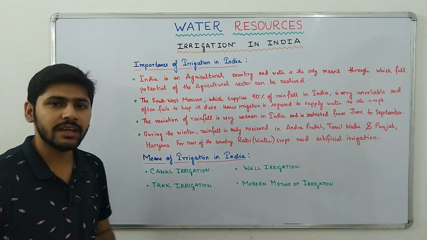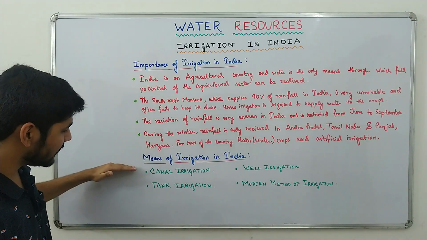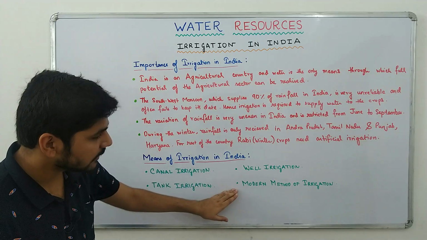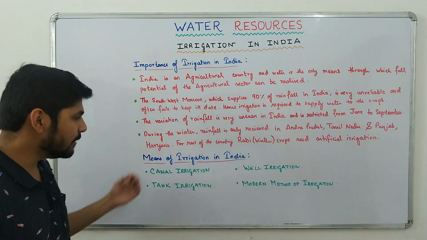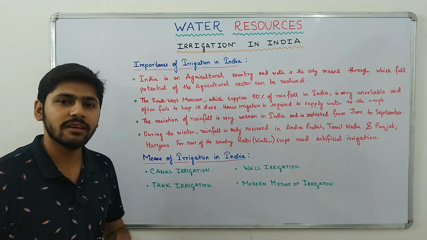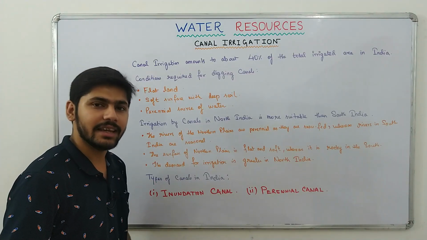Now we will have to study 4 means of irrigation in India, which are canal irrigation, tank irrigation, well irrigation and modern methods of irrigation. What we will do is, we will study all the means of irrigation in India one by one and discuss all the features. Let's begin with canal irrigation.